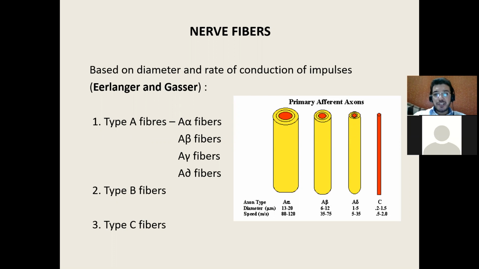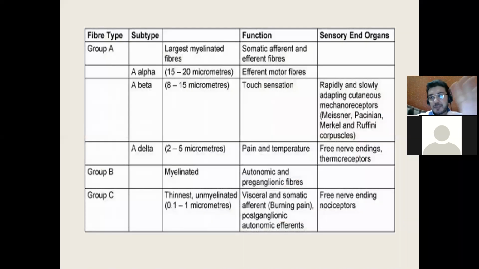Now, in the picture of the different types of afferent axons, you can see that type A fibers, A alpha, A beta, A gamma, are all myelinated, and you can see the C fiber is non-myelinated. You can see the diameters and you can see the speed. The speed is 80 to 120 meters per second, which is maximum in the thick diameter, myelinated A alpha fiber. This is a little explanation when you talk about group A, group B, and group C.